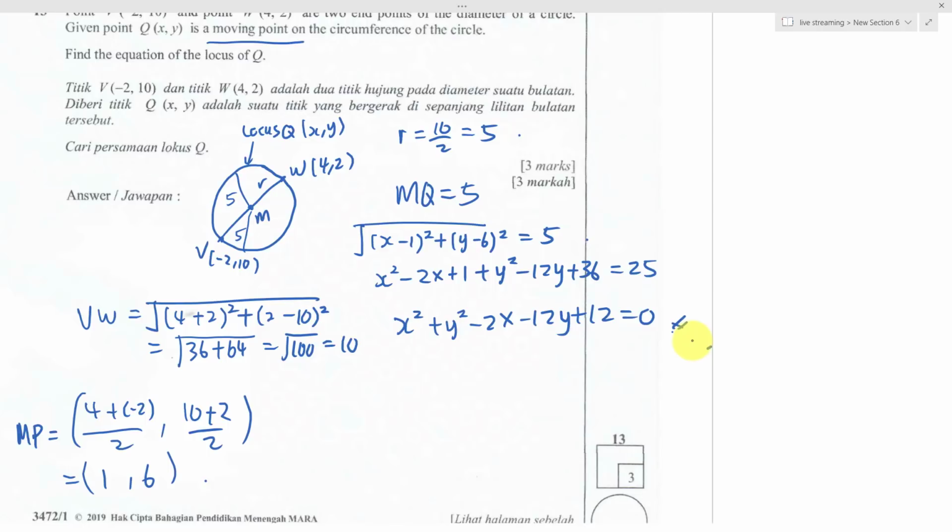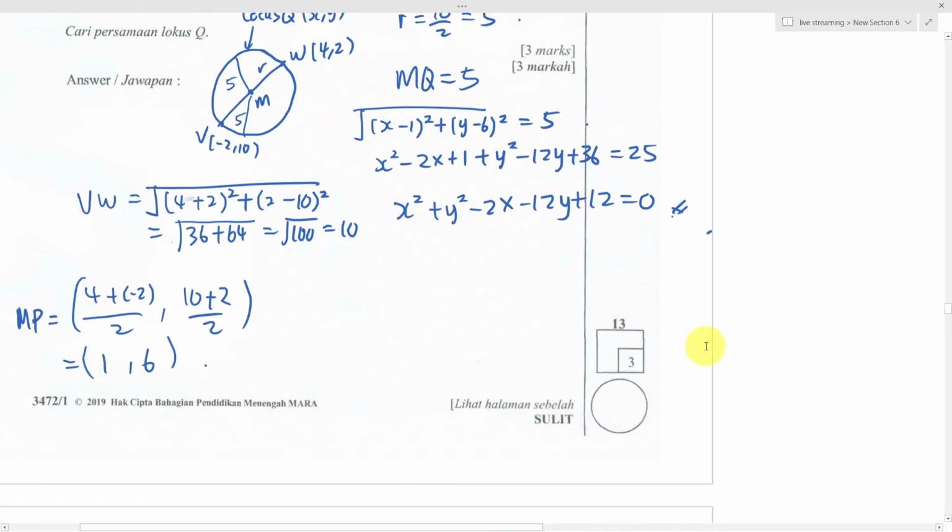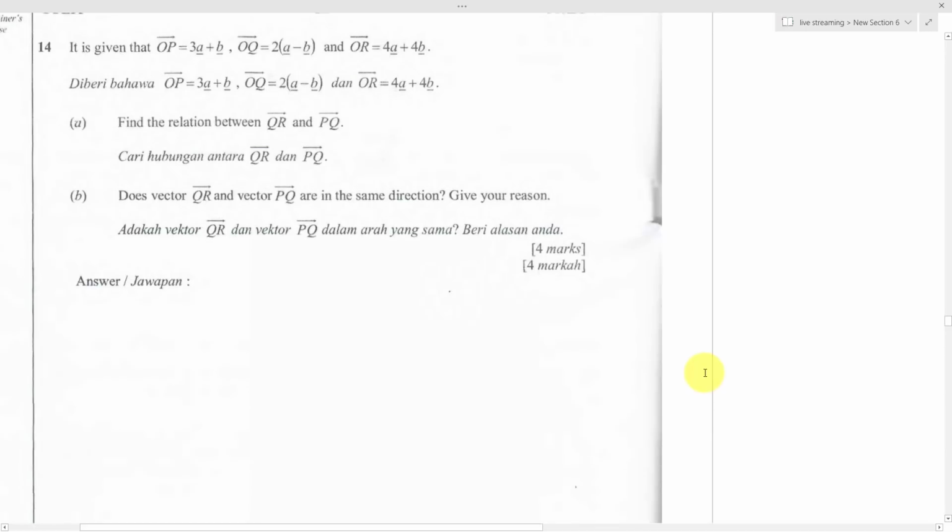Yeah, this one is basically the locus question, but because it's a circle, so we kind of need to find the center point. Alright, so yeah, should be okay, right? So let me move on to the next one.